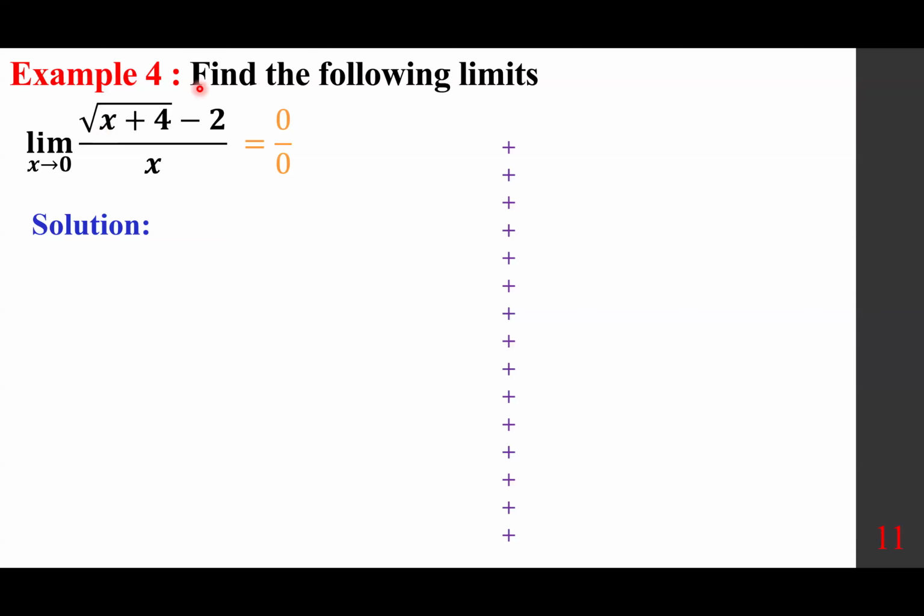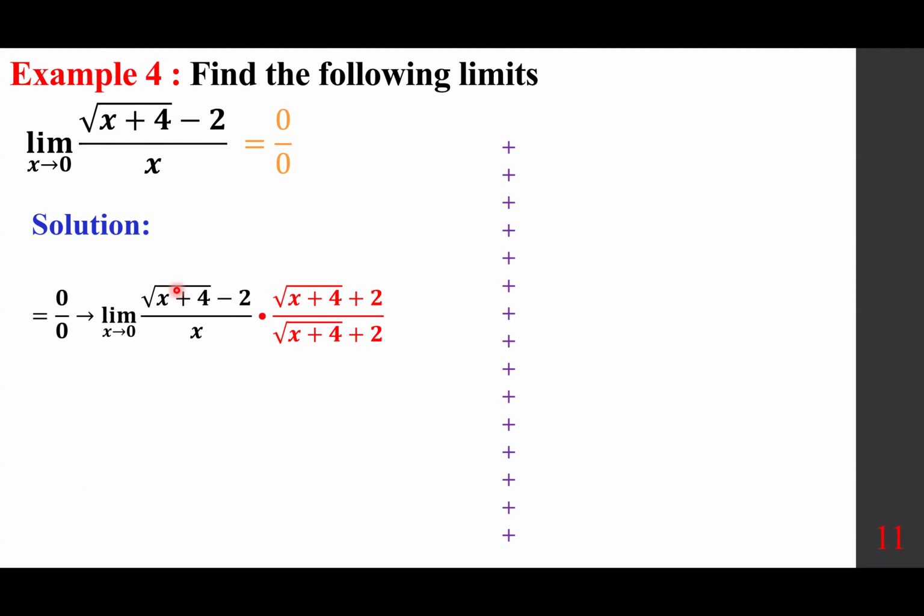Because it's a square root, I'm going to multiply by the conjugate of that. So what is the conjugate of square root of x plus 4 minus 2? It's square root of x plus 4 plus 2, because as you recall, a minus b, the conjugate is a plus b, and their product is a squared minus b squared.